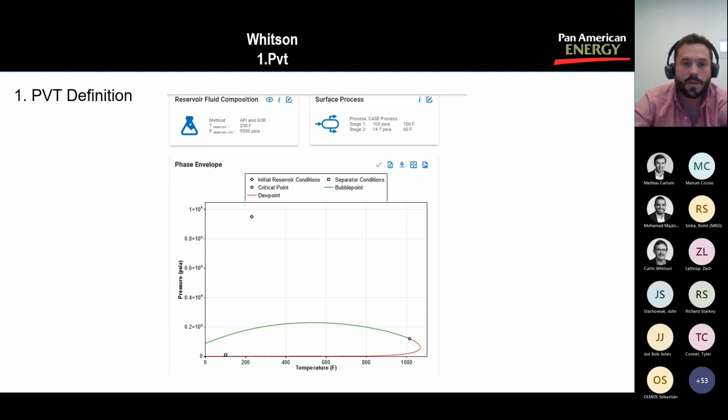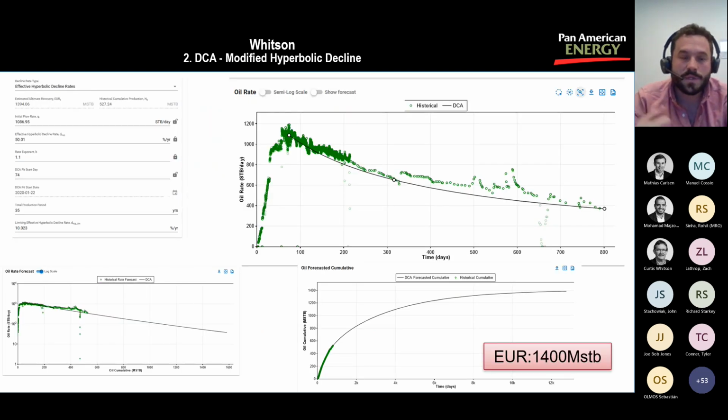So to start, we begin with the PVT definition. Here in the area, we have a black oil with a really high initial reservoir pressure, around 9,500 psia. And luckily, it's a low GOR, around 280 standard barrels per barrel. And then we start with the DCA.